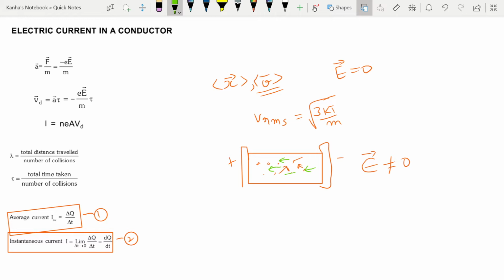So what happens is the field, whatever field I'm applying, will exert an electrical force on these free electrons, and each electron will start to accelerate. So what is the acceleration given by? Acceleration is the electrical force divided by the mass of the electron, which is minus eE by m.